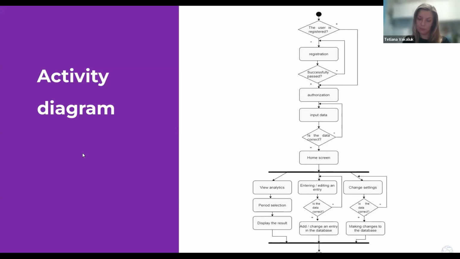Once on the home screen, the user can immediately view the statistics. The user can also go to the screen with analytics, where the information for a specified period is displayed. To work with entries, the diary screen with the functions of viewing, adding, deleting, and editing entries is available. It is possible to set user settings, medication, and glucose level.